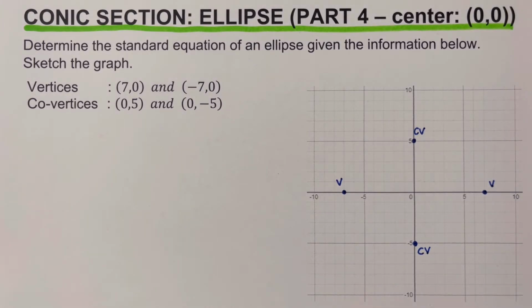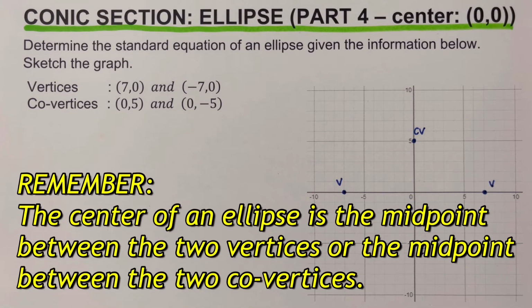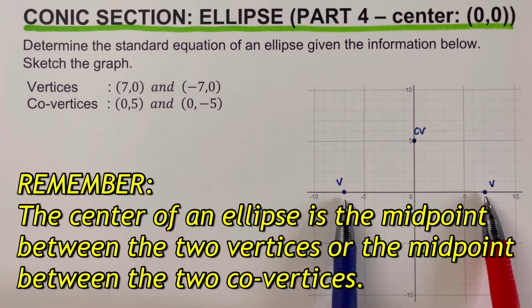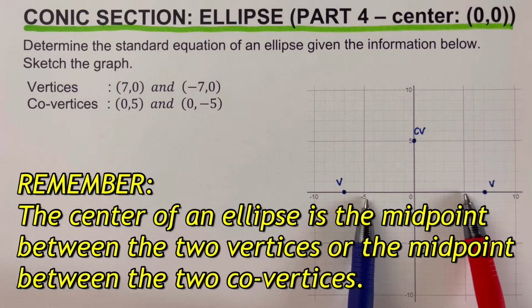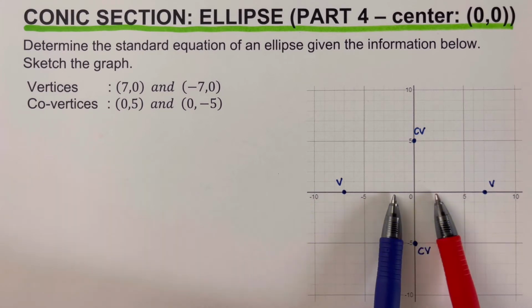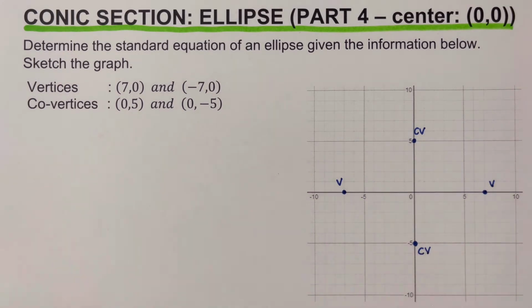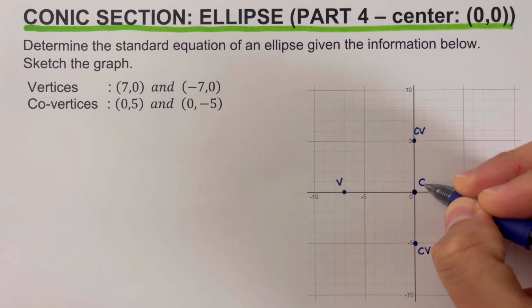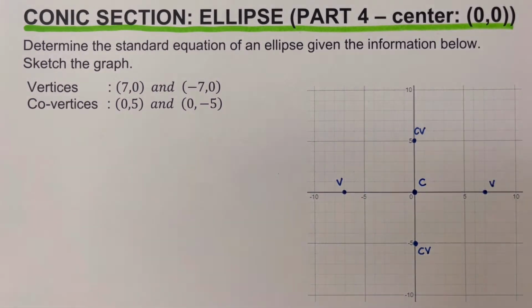Now, looking at this, we remember that the center of every ellipse is the midpoint between the two vertices or the two co-vertices. So looking at this sketch that we have right here, we are supposed to determine the midpoint between these two vertices. We can use the midpoint formula, or we can just go ahead and count it to determine the center. And then from here, we can say that our center is at 0, 0. So our center is at 0, 0.